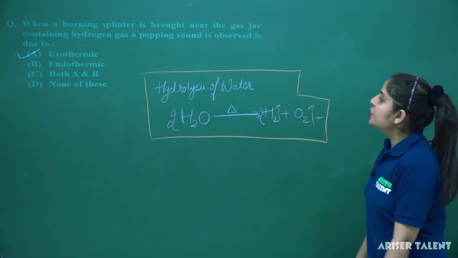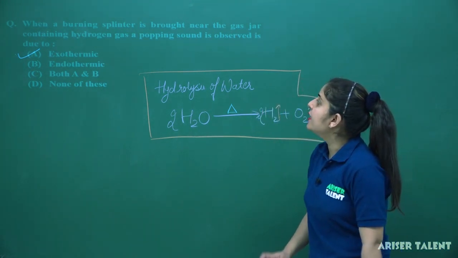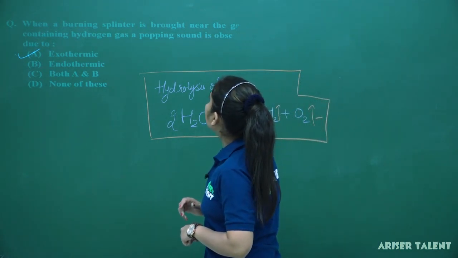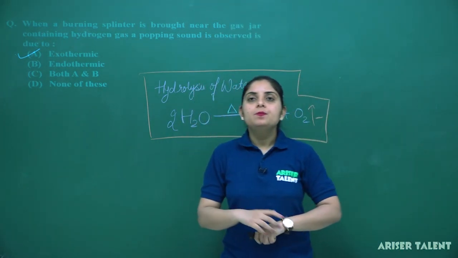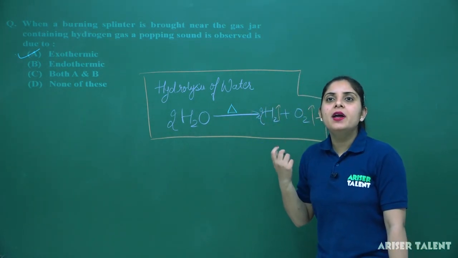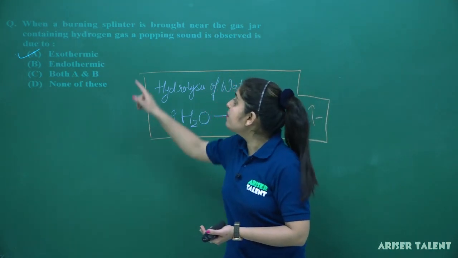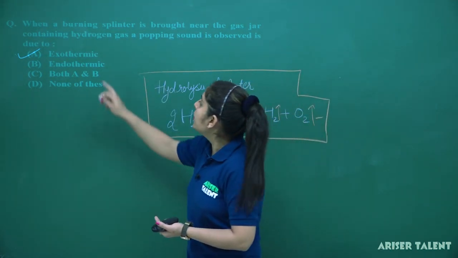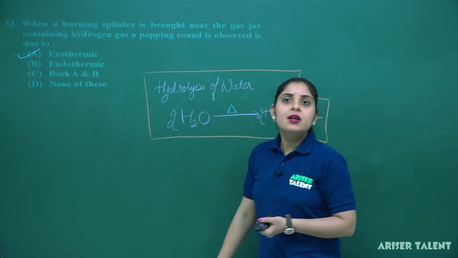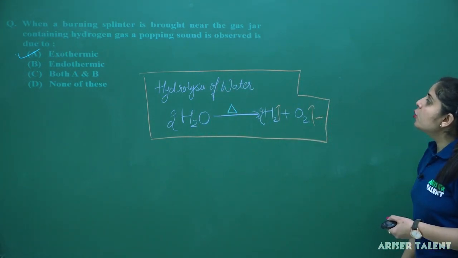So we are on our next question. When a burning splinter is brought near the gas jar containing hydrogen gas, a popping sound is observed due to. If hydrogen gas is evolved with a popping sound, we can identify it by that heat is evolved in this equation. So the reaction will be exothermic in nature. So here option number A will be the correct answer. Now we are on our next question.